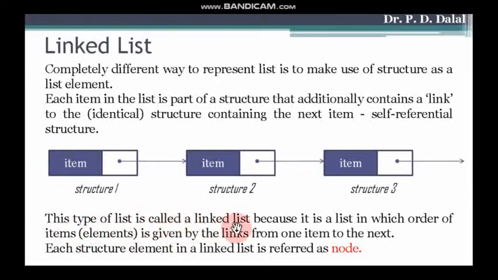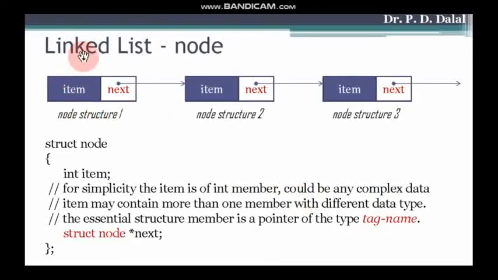This type of list is called a linked list because it is a list in which the order of items is given by the link from one item to the next. Each structure element in a linked list is referred to as a node. So this we will call one node, node 2 and node 3. So it will be a structure node.